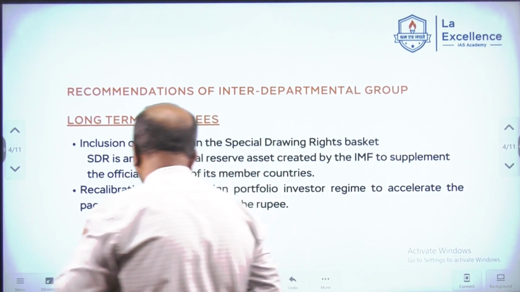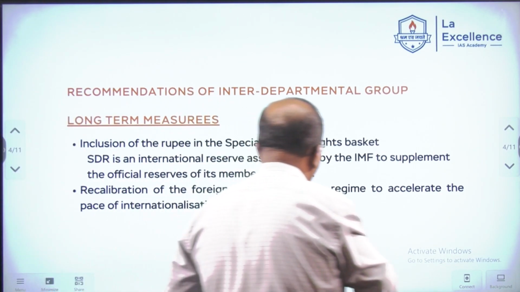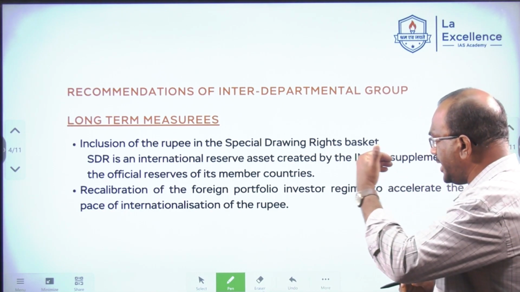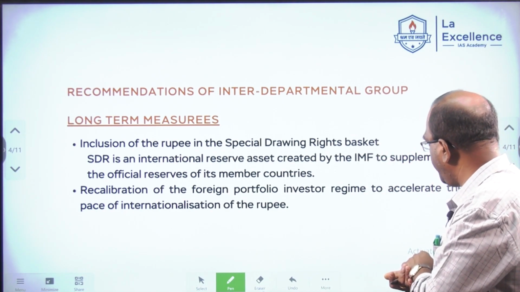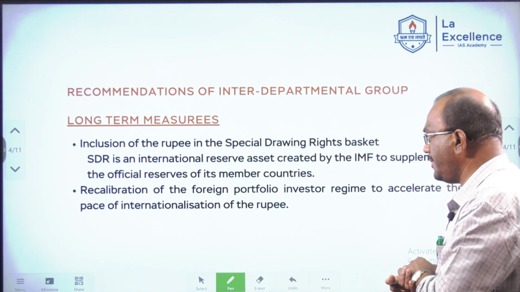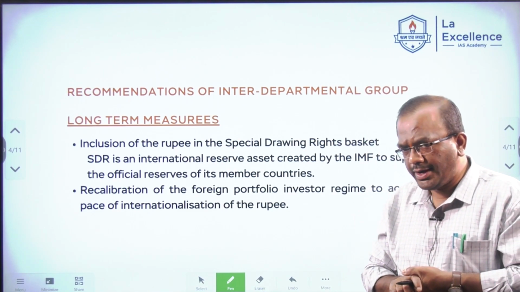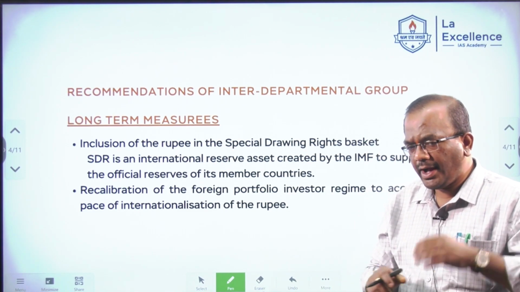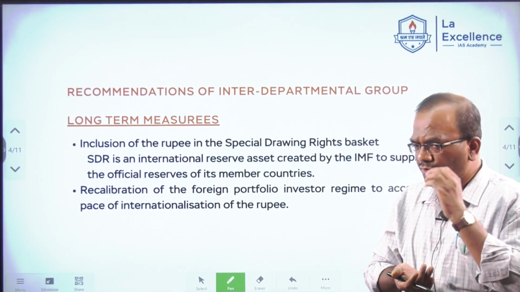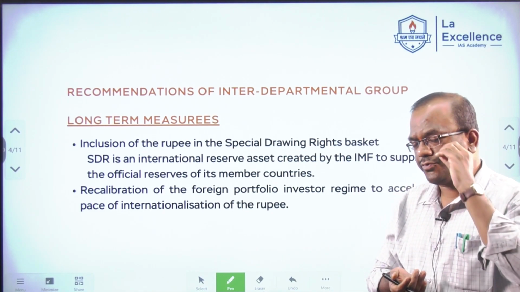One, long-term measures, right? Now what is this, students? Inclusion of the rupee in the special drawing rights of the IMF. SDR is an international reserve asset created by the IMF to supplement the official reserves of its member countries, right? Now, what is special drawing rights? Special drawing rights is the account which is maintained by the IMF, right? And special drawing rights also becomes part of what is called the foreign exchange reserves of a country.